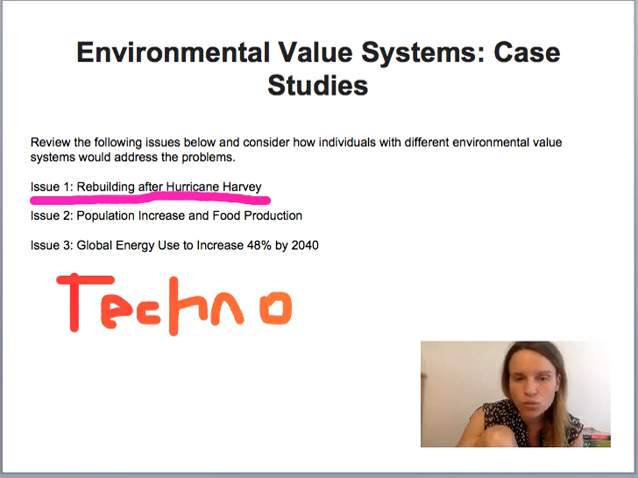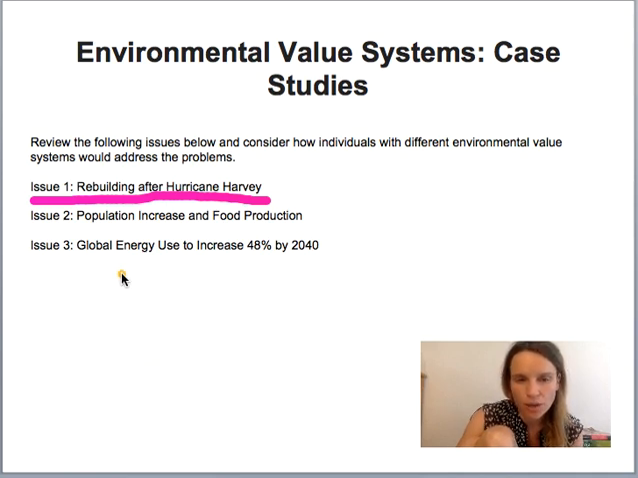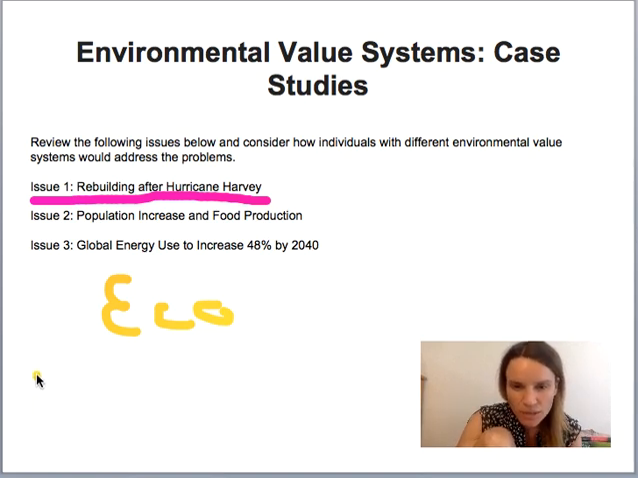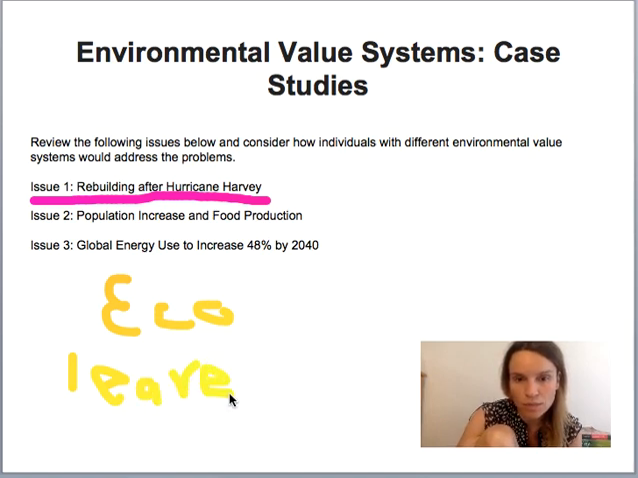What about if you were ecocentric? That's a hard one for a lot of people. If you were ecocentric, what you would probably say is that the natural disaster happened for a reason, and it's not our place to interfere in the natural processes of the world. So you would say, leave nature alone. Let the systems rebuild as they can in natural time, and don't interfere. Human societies don't have the right to interfere with what's going on in nature. You leave nature alone.